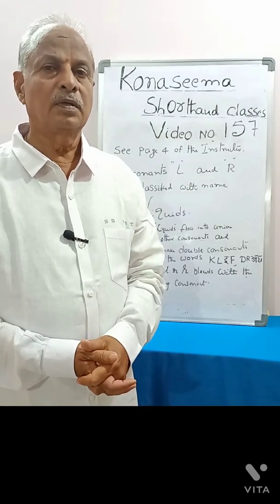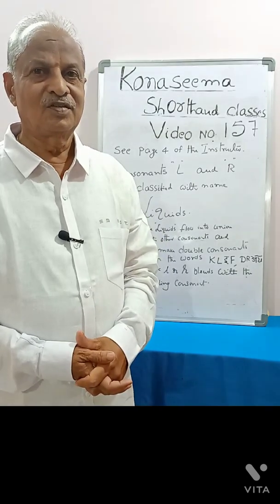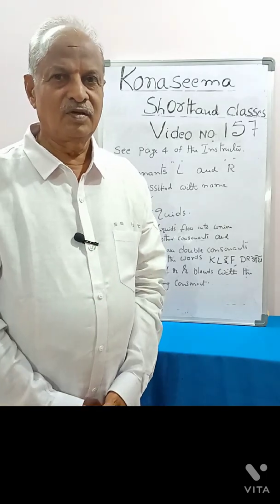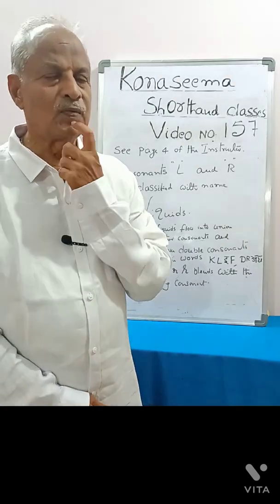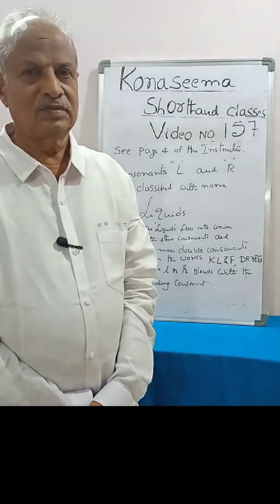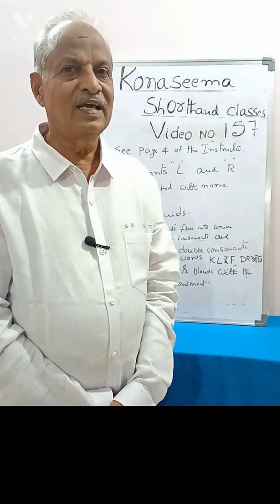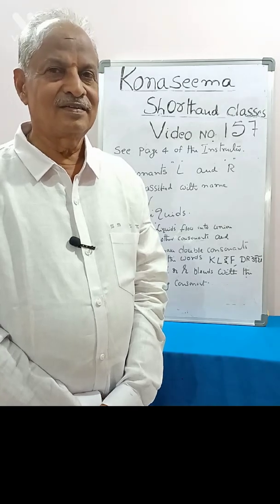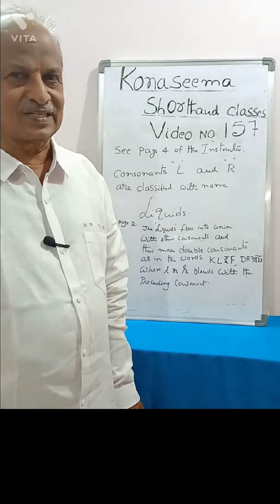Today, the chapter is initial hooks to straight strokes and curves. You see the page number 48. Before going into this chapter, you please see the page number 4. In page number 4, the consonants R and L are classified as liquids. Also, see the page number 2 of the instructor.